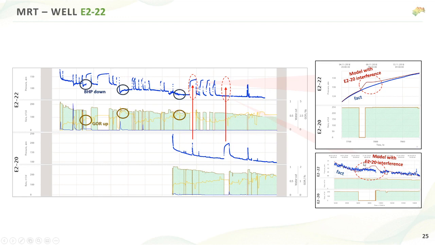So again, this additional pressure decline has nothing to do with the production of well number 20, and most probably it is caused by the increase of gas production in this well. And actually, we can trace through the history of this well that several times when GOR goes up, the BHP goes down.